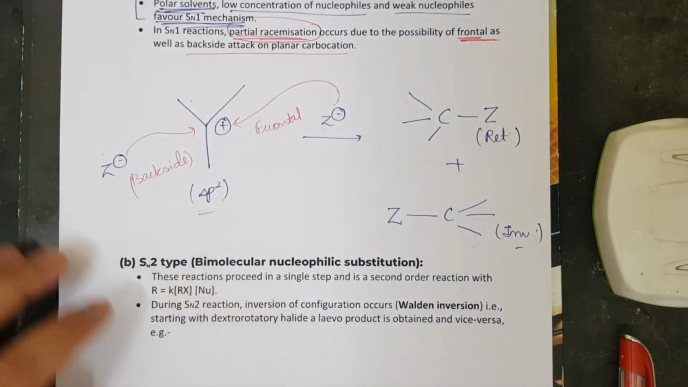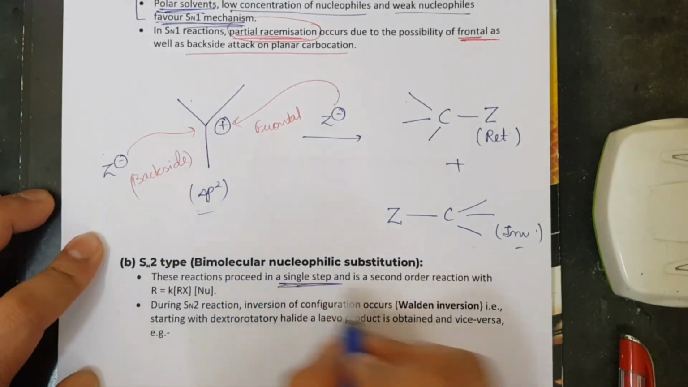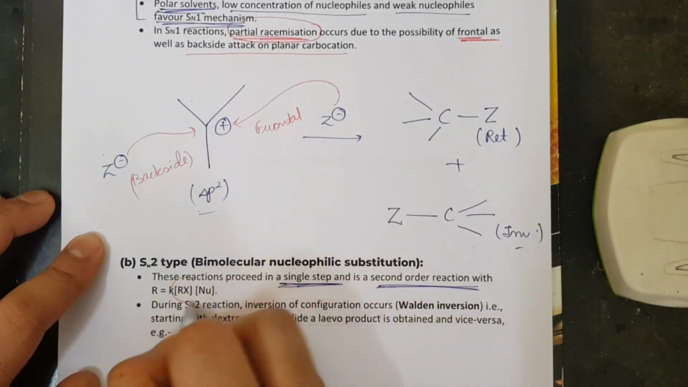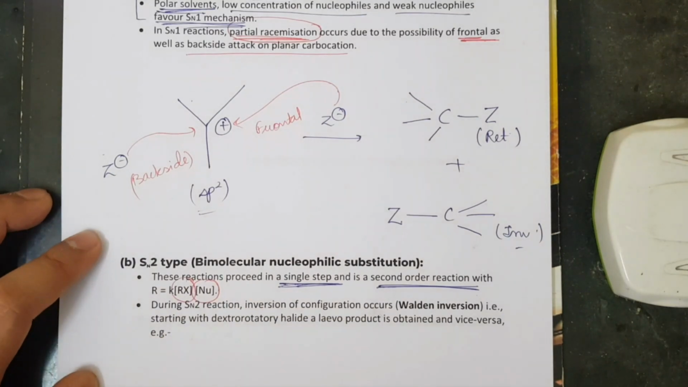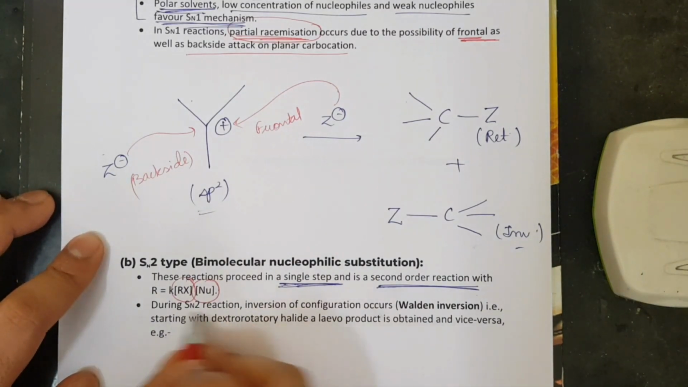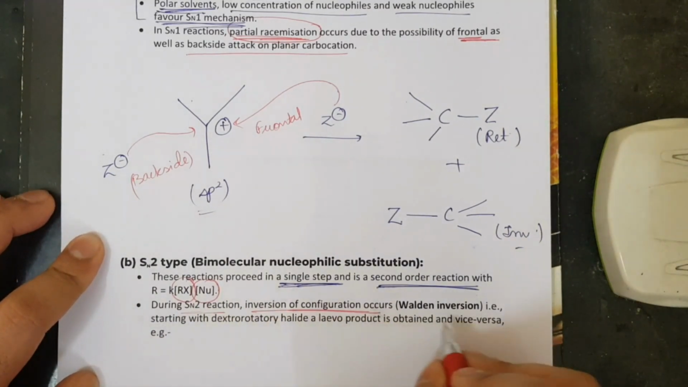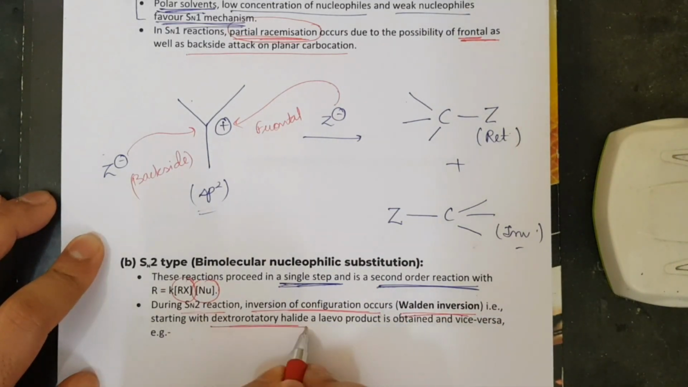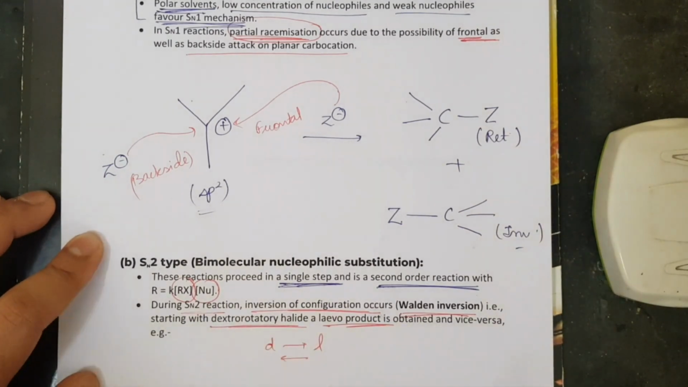We have the SN2 reaction now. These reactions proceed in a single step and are second order, in which the rate depends on RX and also the concentration of the nucleophile. During SN2, inversion occurs, that is the Walden inversion, in which starting with a dextrorotatory halide, a levo is formed. Like D becomes L and vice versa can also happen.